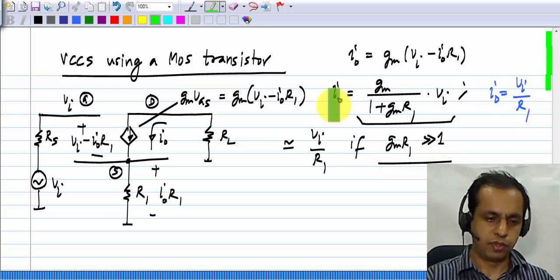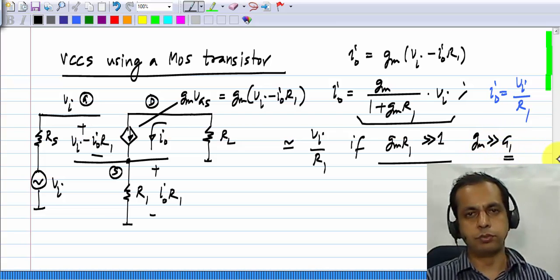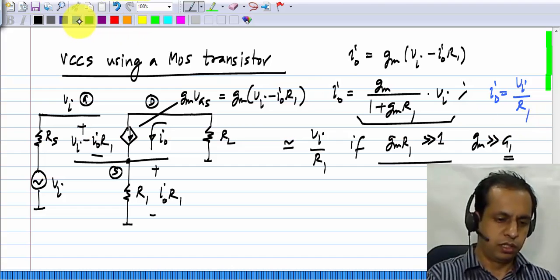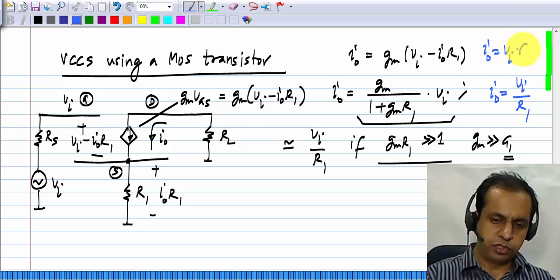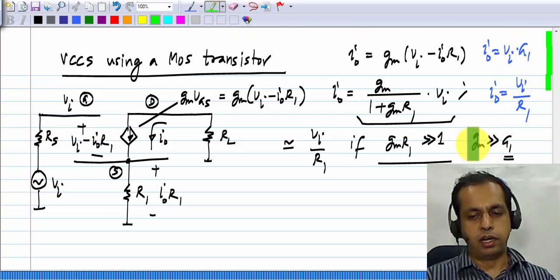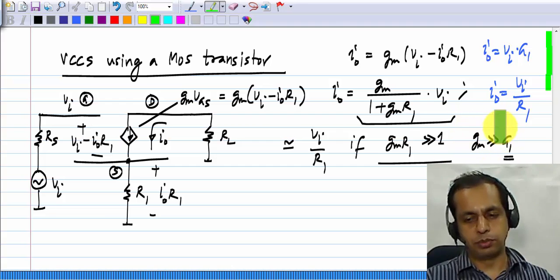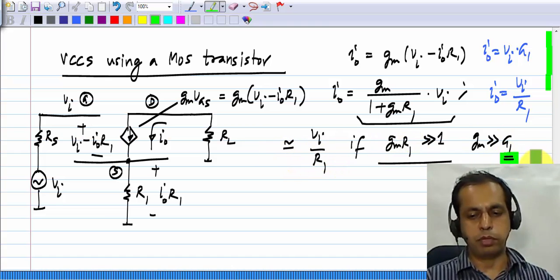In other words, Gm much greater than G1. G1 is the transconductance we want to achieve. If I rewrite this expression, I0 is Vi times G1. So that's the transconductance we want to achieve. And if the transconductance of the MOS transistor is much more than the transconductance we want to achieve, then the resulting transconductance is only determined by G1, not by Gm of the transistor.